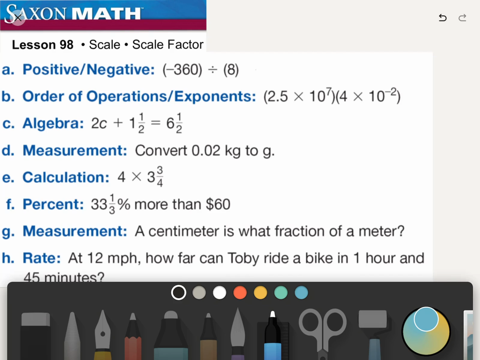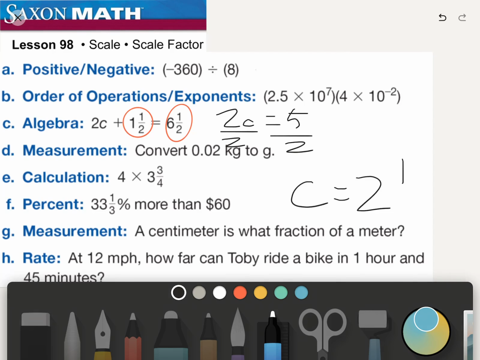And algebra! So 2c plus 1.5 equals 6.5. Well, we can immediately look at our 1.5 and our 6.5 and say, well, 6 minus 1 is 5, and then the halves just cancel each other out, so we get very easily to 2c equals 5. That gets us to c equals 2, and since we're using fractions, 2.5.